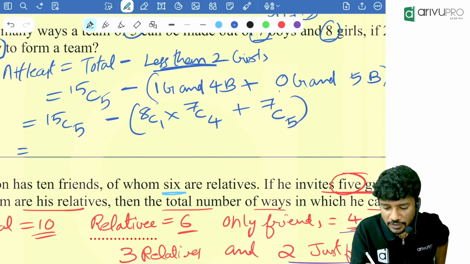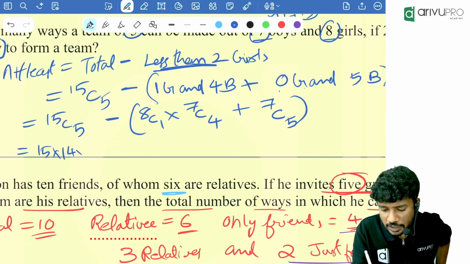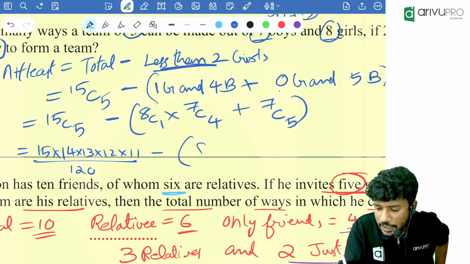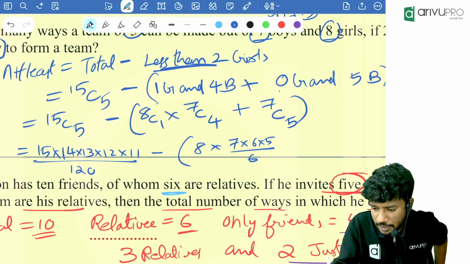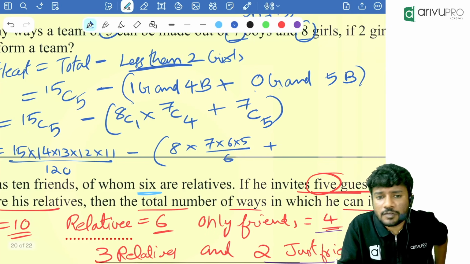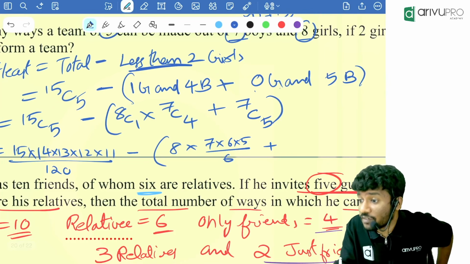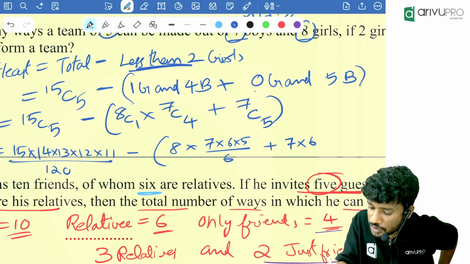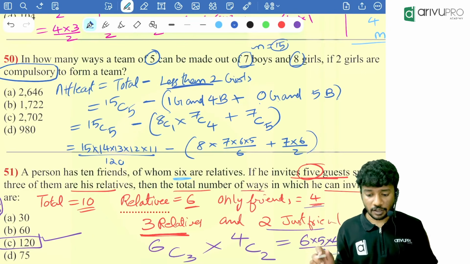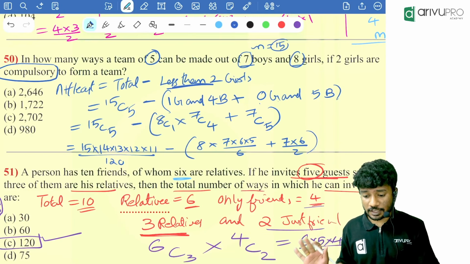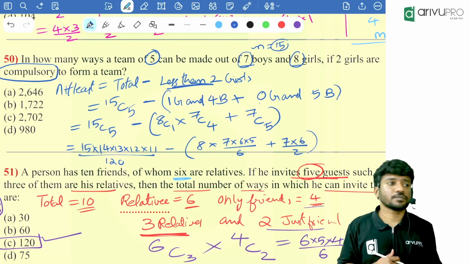So 15C5 is how much? 15 into 14 into 13 into 12 into 11 divided by 120, minus of 8 into 7C4 is how much? 7C3. 7 into 6 into 5 divided by 6. Then plus 7C5 is nothing but what? 7C5 is how much, people? 7C2. 7 into 6 divided by 2. Use your calculator. First find accordingly whatever you are having in your calculator, find the value and get me the answer. Please, everyone.